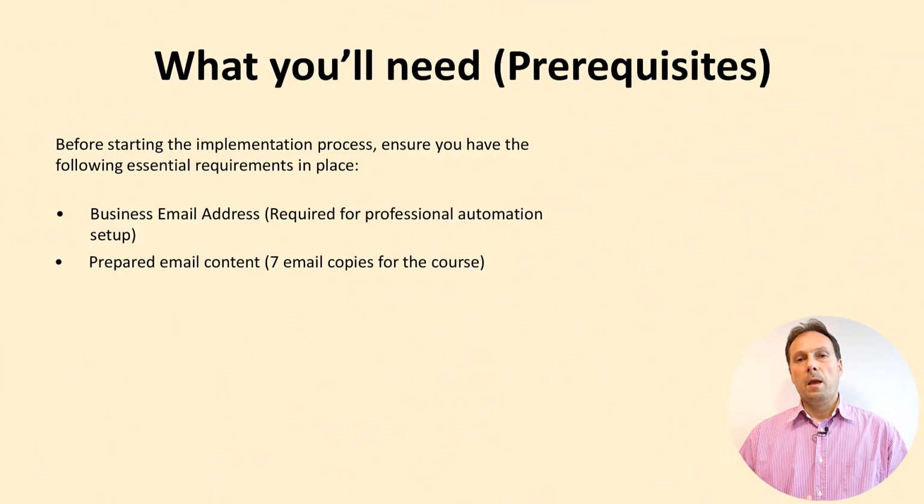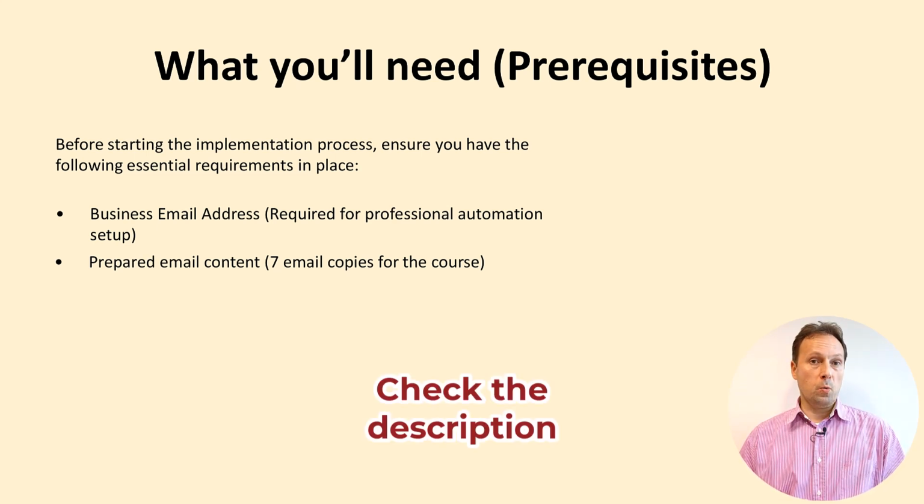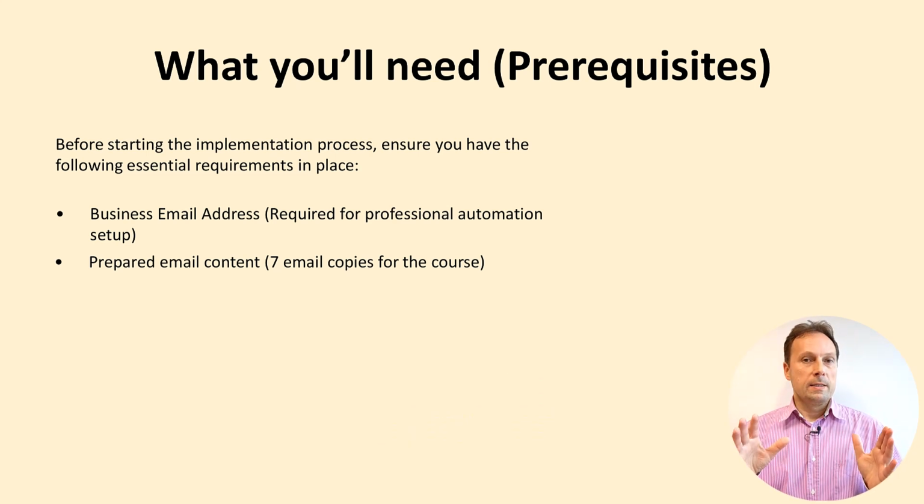What you will need: a business email address. This is recommended for creating automation. A link with instructions to get one is provided in the description if needed. Seven email copies. We need content for each day's email. I've already prepared them as an example.